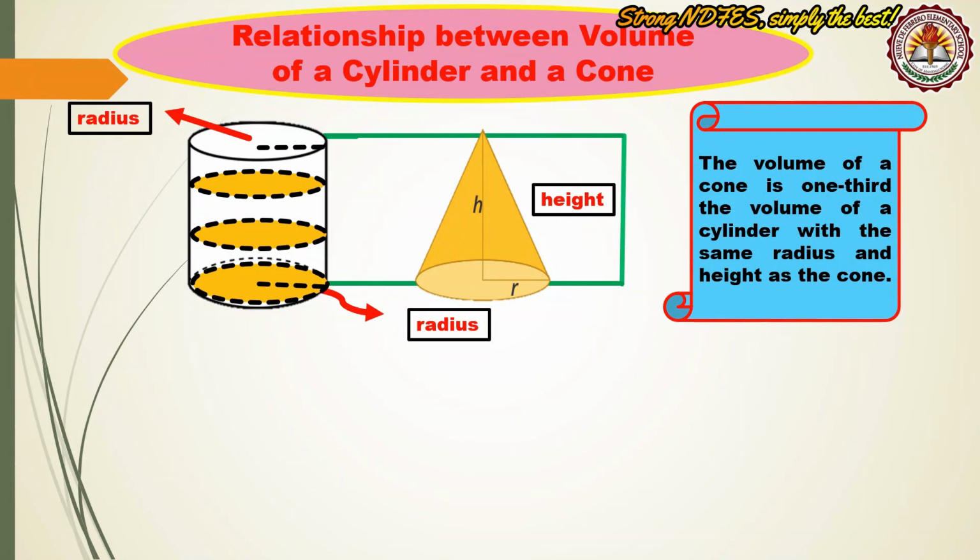What is the relationship between the volume of a cylinder and a cone? Look at the cylinder and a cone. The cylinder and a cone have the same radius and height. If we fill the cone with a liquid and pour it into the cylinder, it will appear like this. A cone filled with liquid will only cover 1/3 of the cylinder. To make the cylinder full of liquid, it needs 3 cones of the same radius and height.